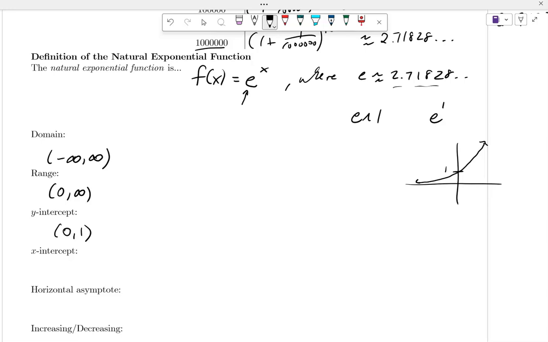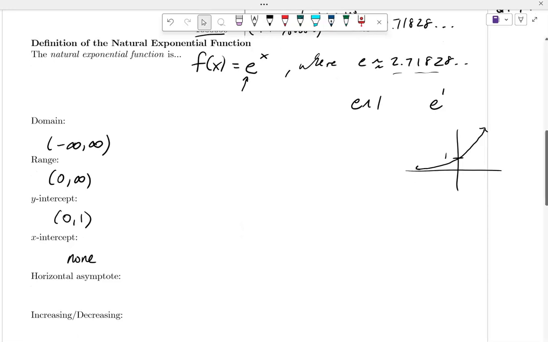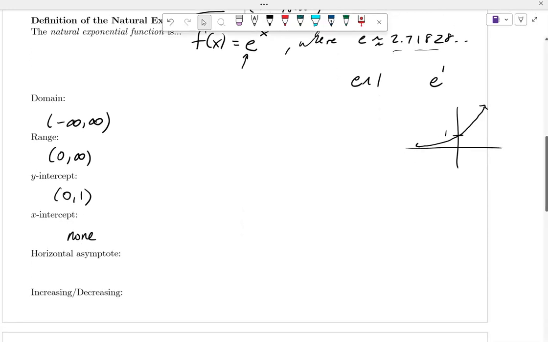Is there an x-intercept? Does it ever cross the x-axis? No. Horizontal asymptote? 0. Yeah, y equals 0. Good. And is this function increasing or is it decreasing? Increasing, right? Definitely increasing, right? So it's increasing on, whoops. If I could spell the word increasing, that would be helpful.